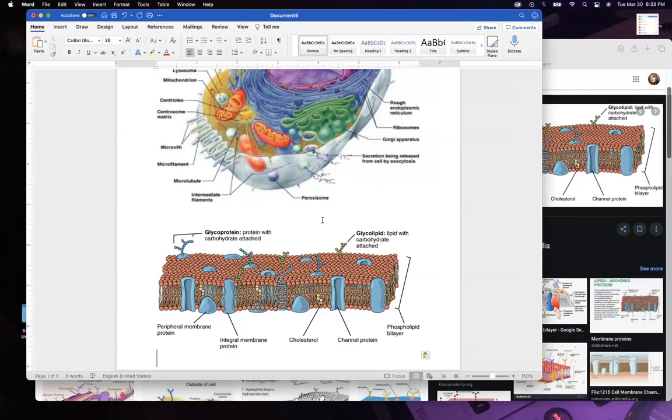And in this bilayer, the phosphorus on the top forms a hydrophilic environment. So the little phosphorus heads love water. And it makes sense because there's water on the outside of the cell and there's water on the inside of the cell in the form of the cytosol, right? Or that gel-like substance, this yellow stuff that we talked about.